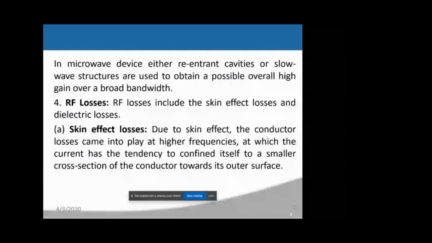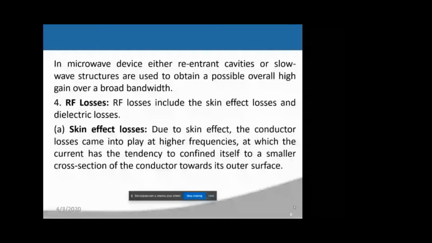Now, in microwave devices, either re-entrant cavities or slow wave structures, which I just discussed with you, can be used to obtain overall high gain over a broad bandwidth. Slow wave structures are basically the traveling wave tube, and re-entrant cavities are just like a box.